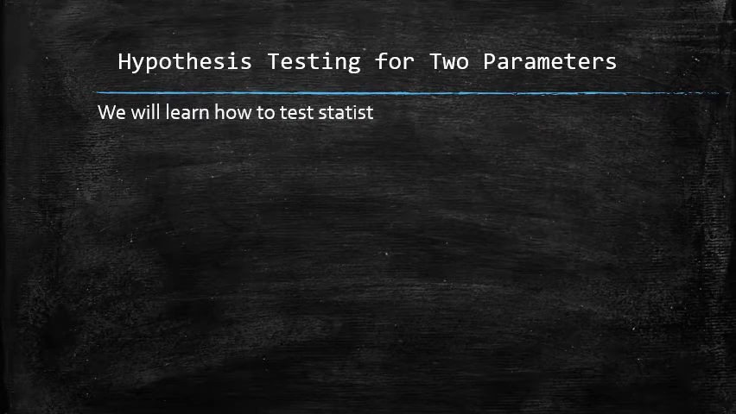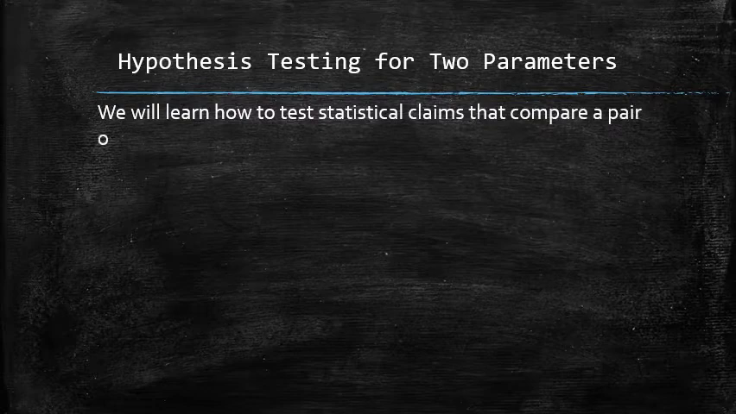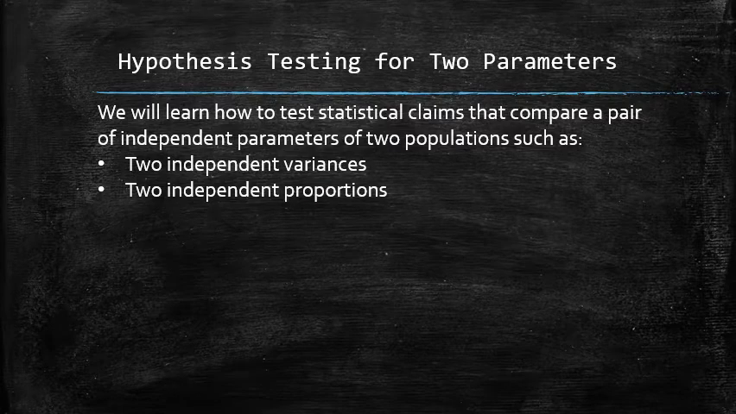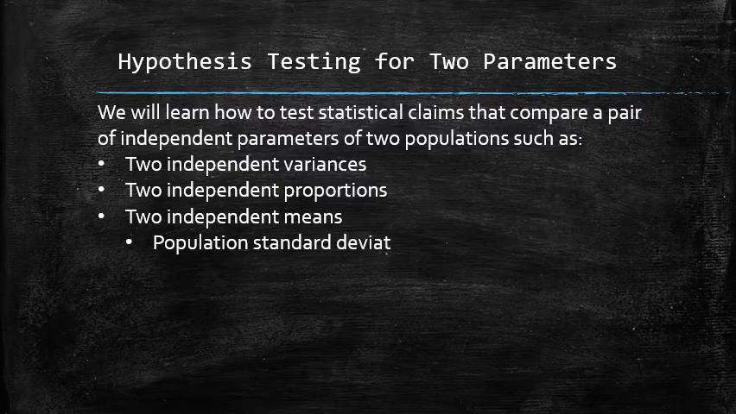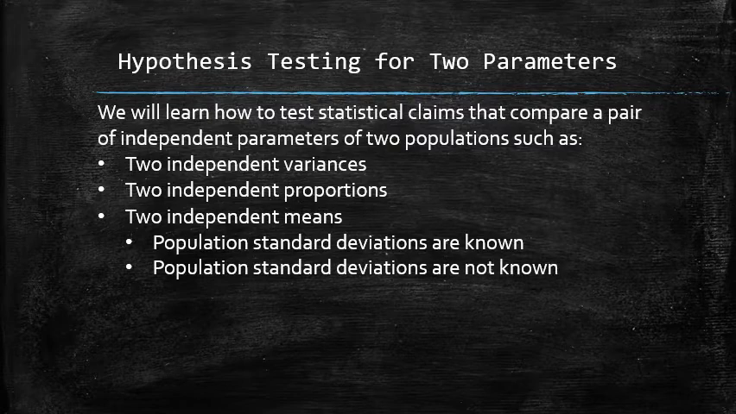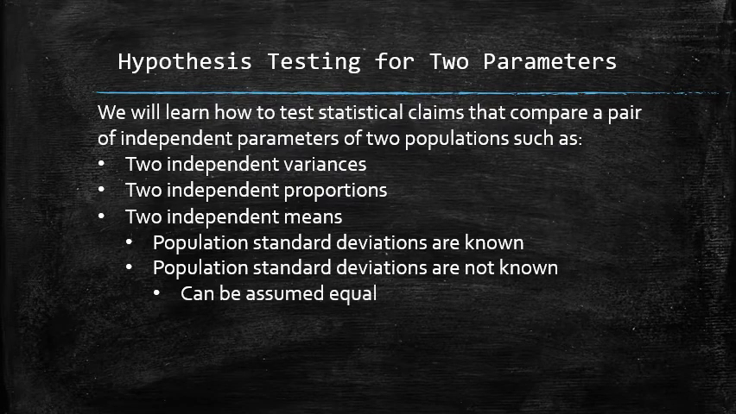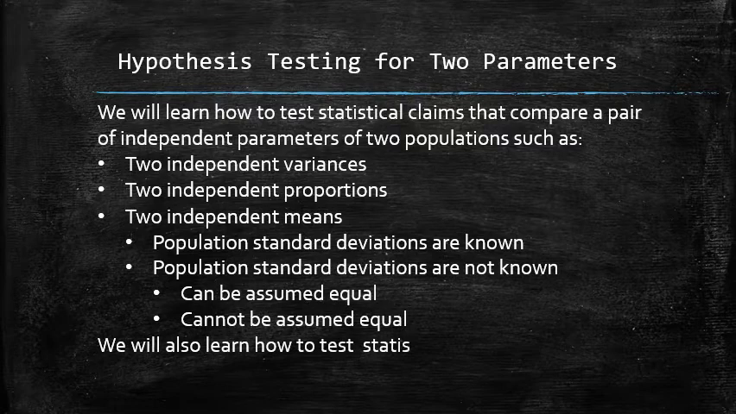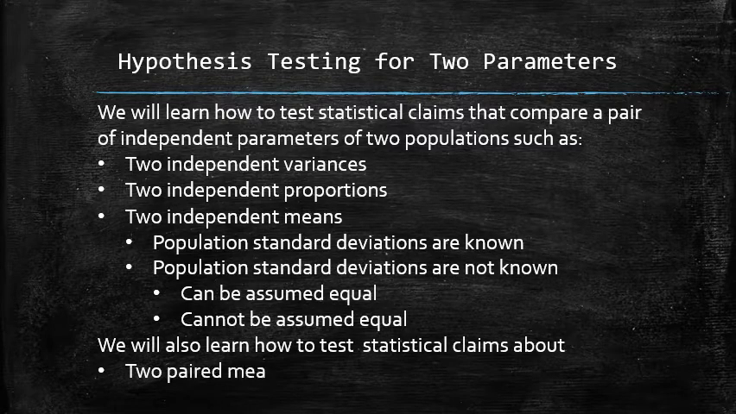We will learn how to test statistical claims that compare a pair of independent parameters of two populations, such as two independent variances, two independent proportions, or two independent means, when population standard deviations are known or not known, but can be assumed equal or can be assumed not equal. We will also learn how to test statistical claims about two paired means.